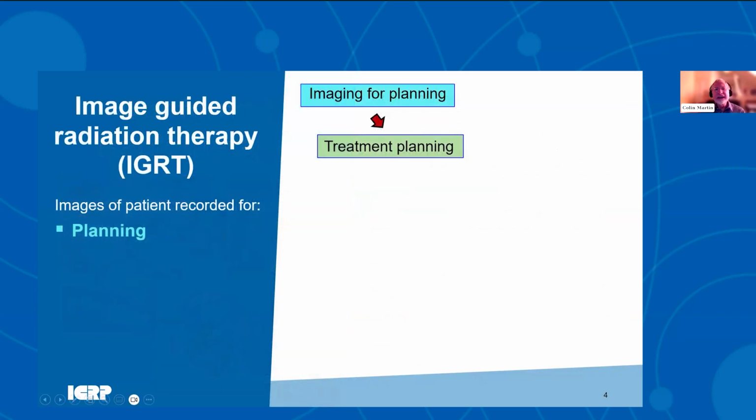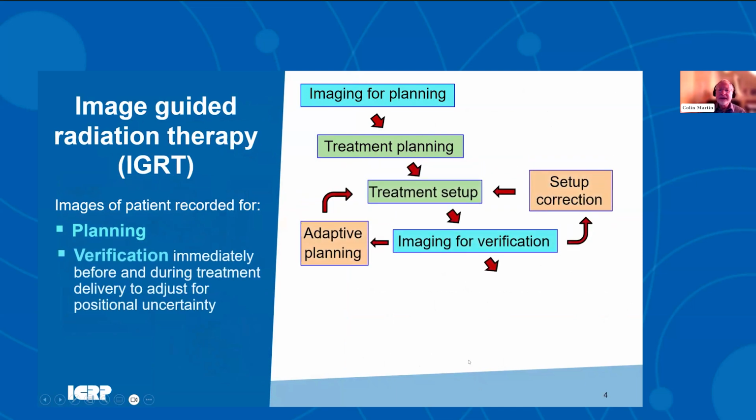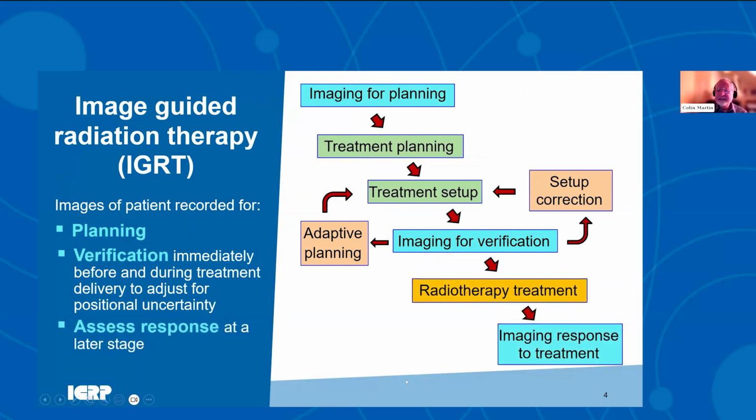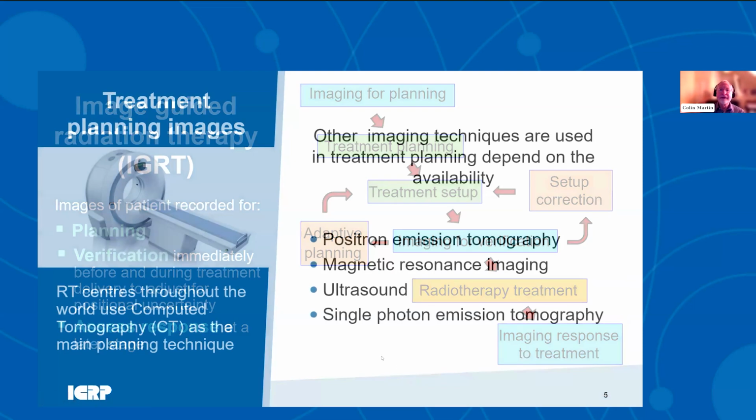So imaging is used at various phases. It's used for planning the treatment. It's used for verification to adjust for any sort of positional uncertainty during treatment. And it may be used for assessing the response to treatment later on.